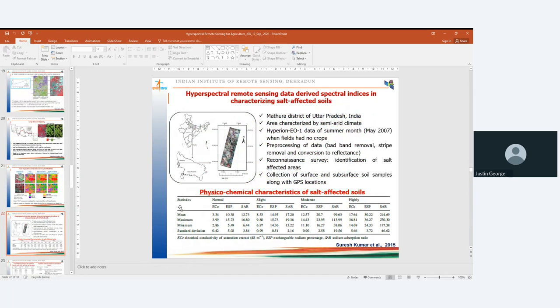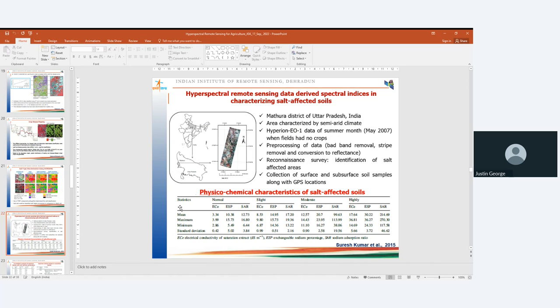And coming to another very important aspect for which hyperspectral remote sensing has been used in soil studies, it is mainly for the characterization of various land degradation types. Soil salinity is one of the most predominant and very important land degradation types, especially in the arid, semi-arid, as well as the subhumid regions, where the rainfall is slightly less when compared to the evaporative losses.